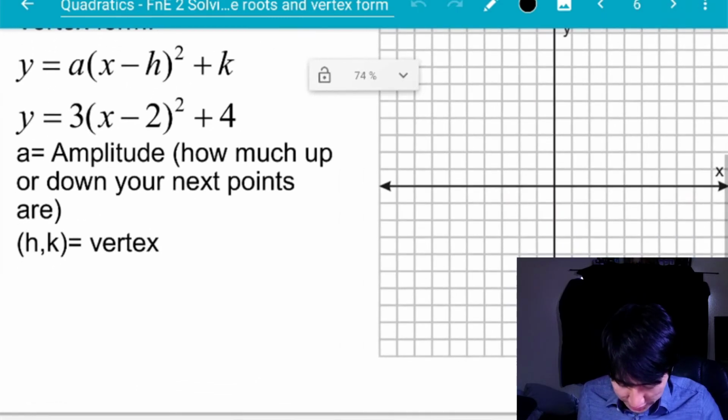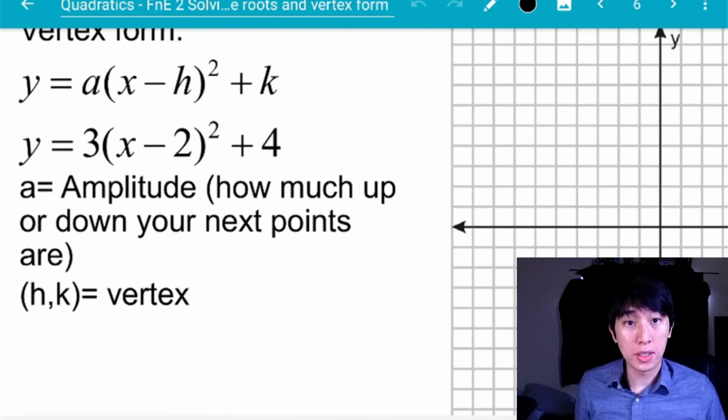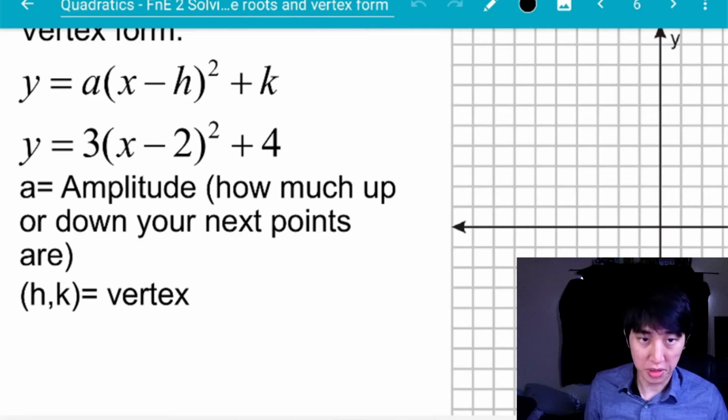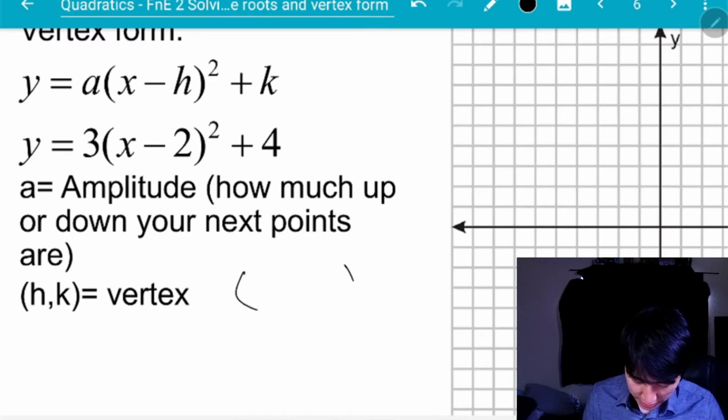So let's look at this. First off, this is in standard form. It's number, parentheses, x minus number squared plus another number. So first off, we have my amplitude. This tells me how much up or down my points are going to be. But whenever we're doing parabolas, the first thing we want is my vertex. So my vertex in this case is going to be h comma k.